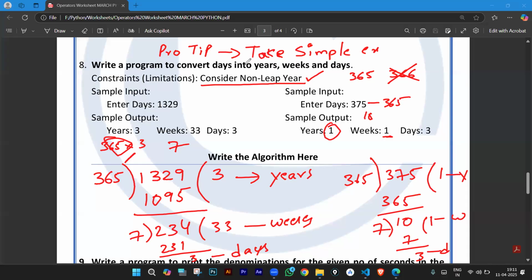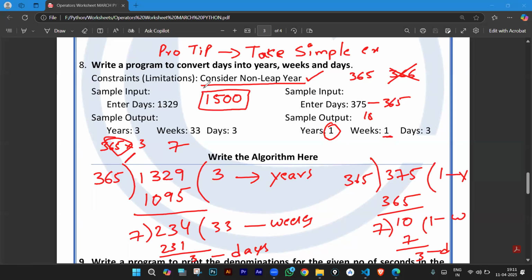Now, I will give you one number. I want you to divide that into years, weeks, and days. Okay. Let's go with 1500. Give me the years, weeks, and days. Use your pen and paper.